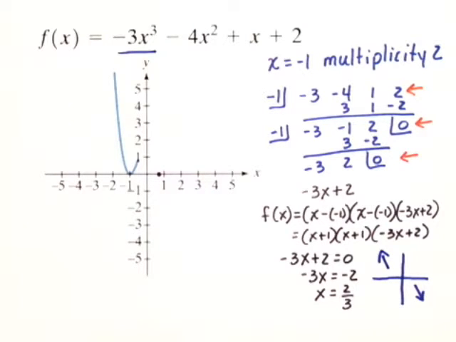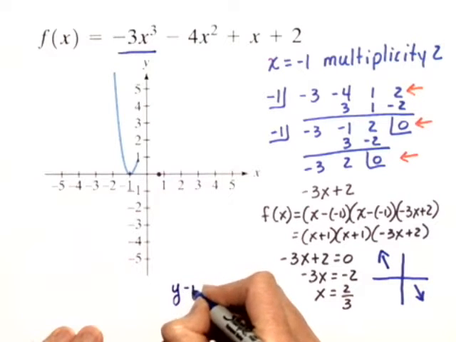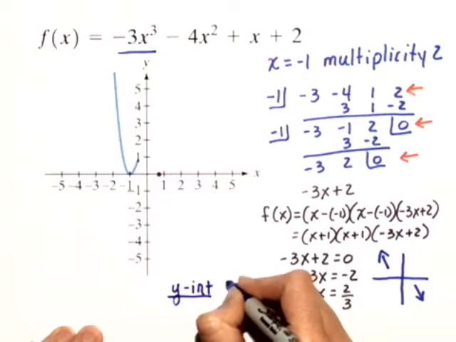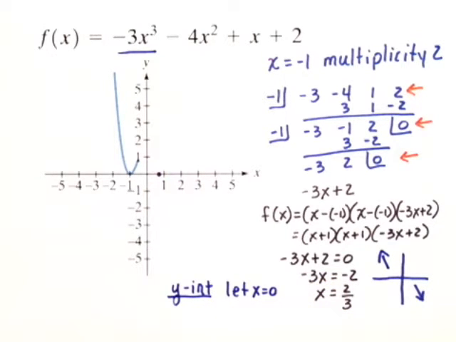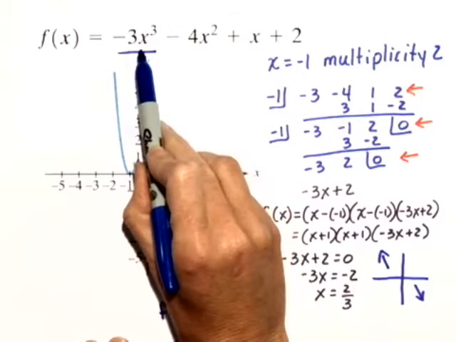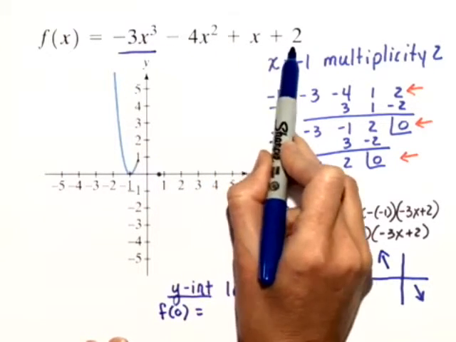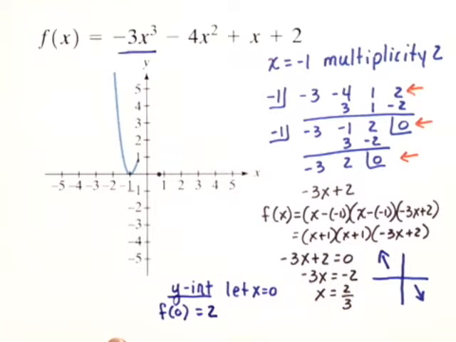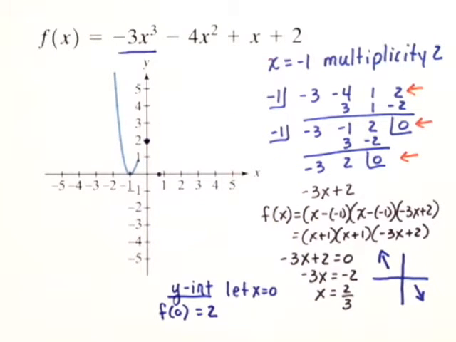We can use one more piece of information to help us, and that is to find the y-intercept. We can find the y-intercept if we let x equal 0. So let's let x equal 0 and find f of 0. If we do that, substituting 0 in our original equation for x, the first term is 0, the second term is 0, the third term is 0, and we have positive 2. In other words, the y-intercept is positive 2. This is enough to complete the sketch of this graph.